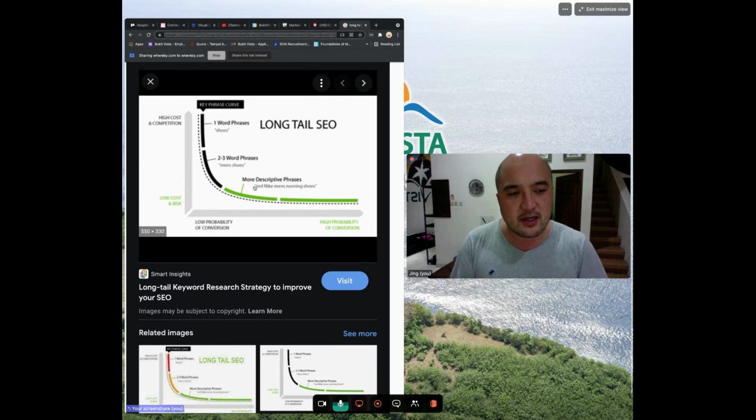Okay, so that's basically a short introduction to the idea of long tail SEO and how it might affect how you plan and consider using multiple or single pages for your optimization.